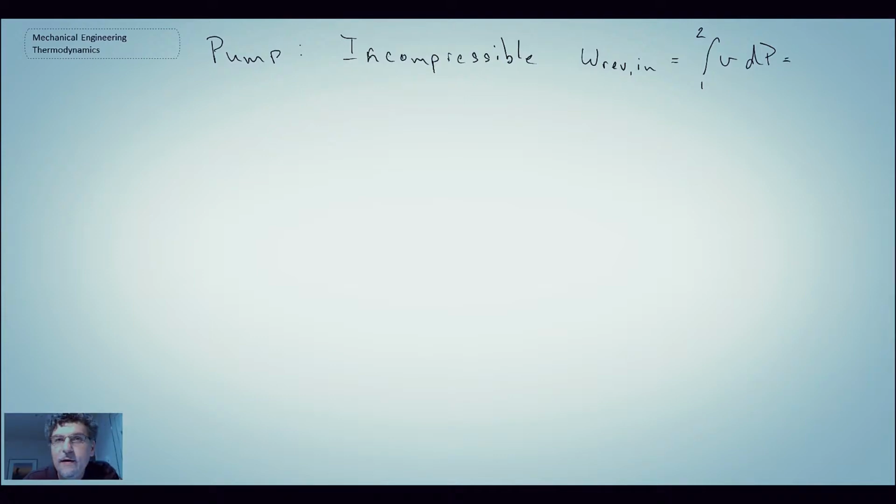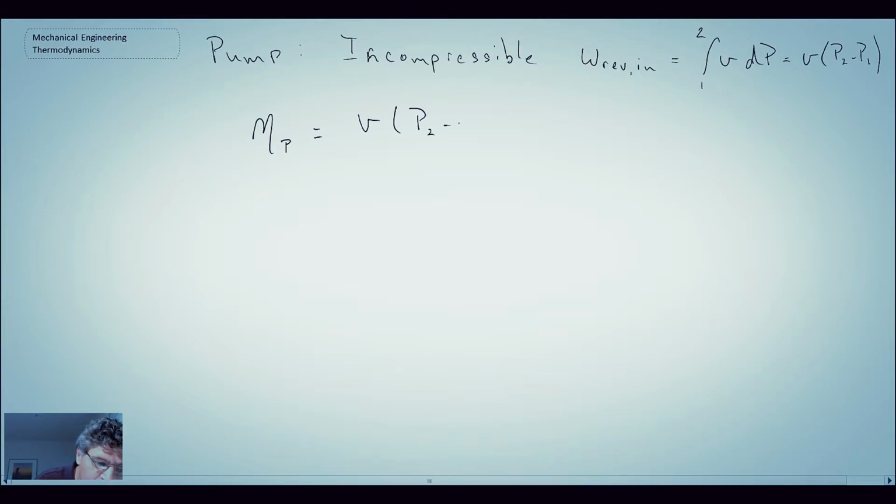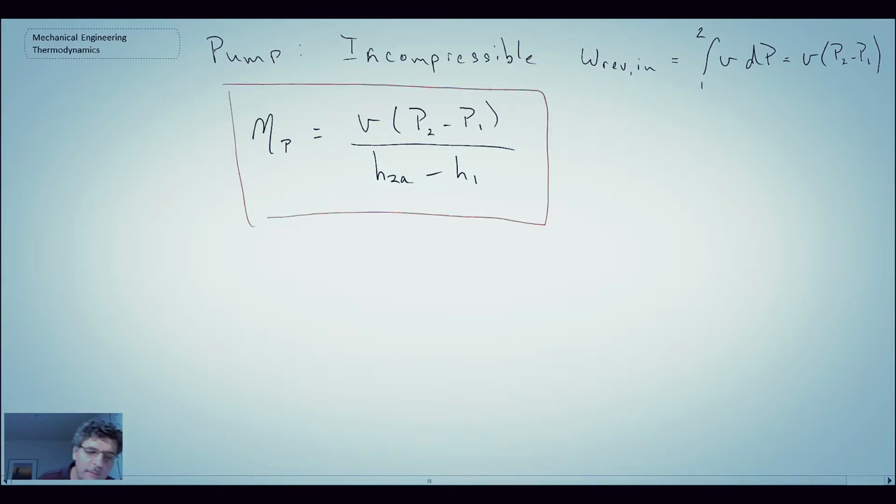If it is incompressible, I'm able to pull the specific volume out of the integral sign, and I end up with specific volume times P2 minus P1. That becomes an expression for reversible work in. Using a very similar equation to what we just saw for the compressor, the component efficiency of a pump becomes a ratio of the isentropic work, v times (P2 minus P1), divided by H2A minus H1. That would then be the component efficiency for a pump.